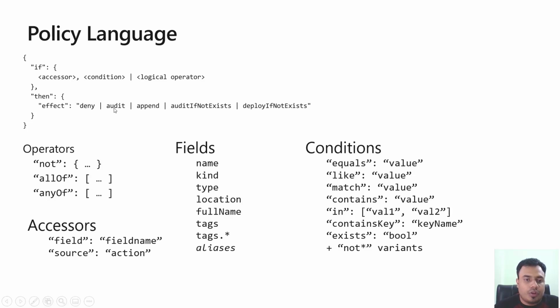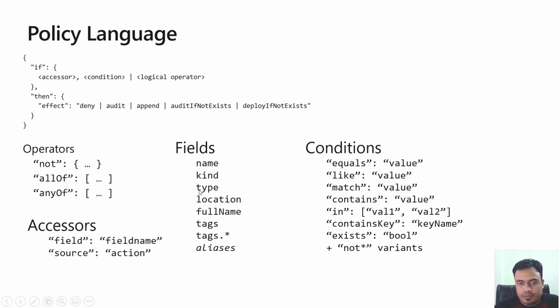You can also have the effect audit if you just want to audit, and append if you want to add something into your ARM template. Audit if not exist and deploy if not exist are very interesting and powerful. They are new additions to the policy language, and we will see them in detail in later slides. Then of course you have various operators: how many conditions, and what kind of conditions, you want to evaluate. Do you want a not, or all the conditions true, or just any one condition to be true?